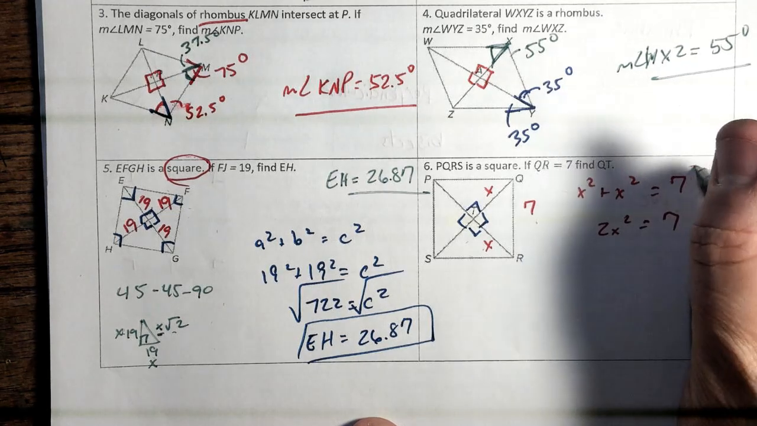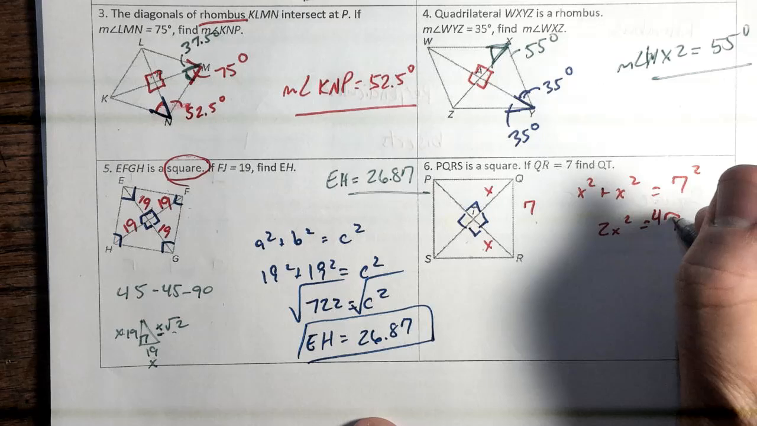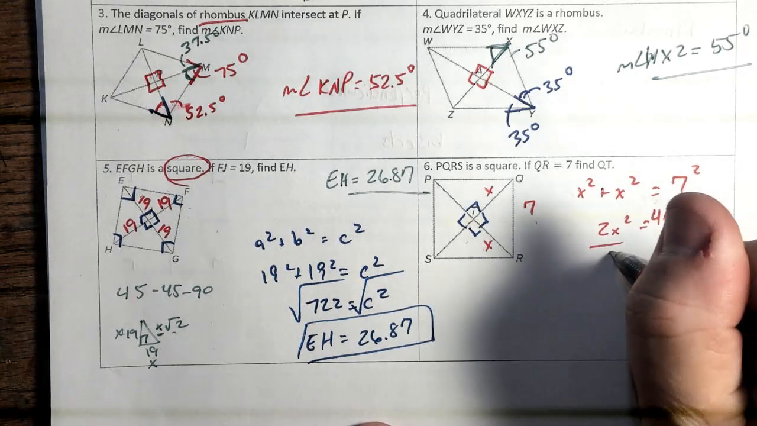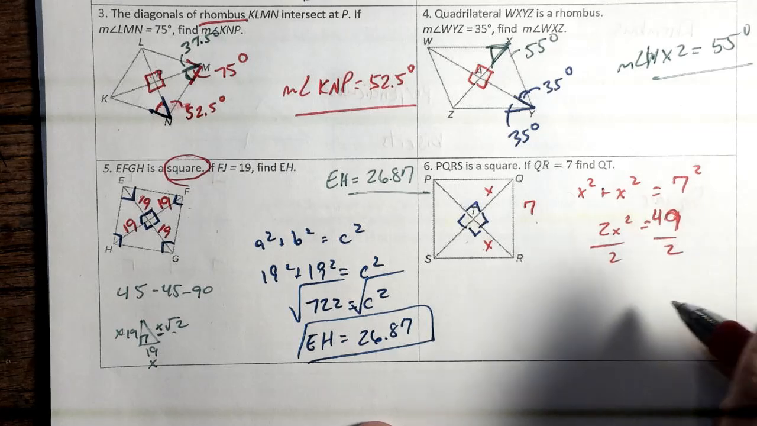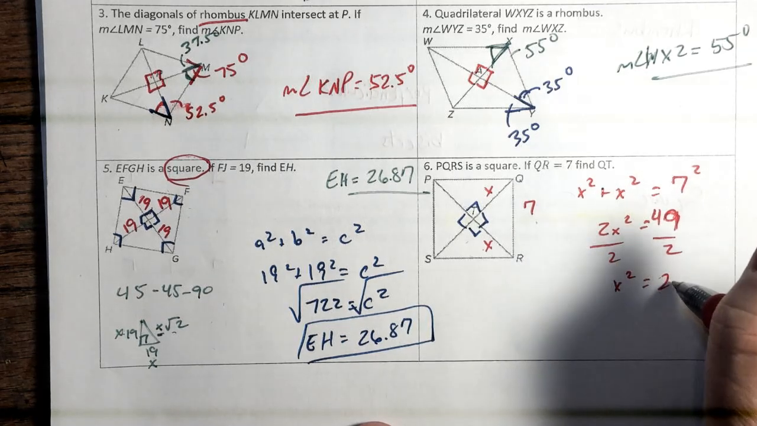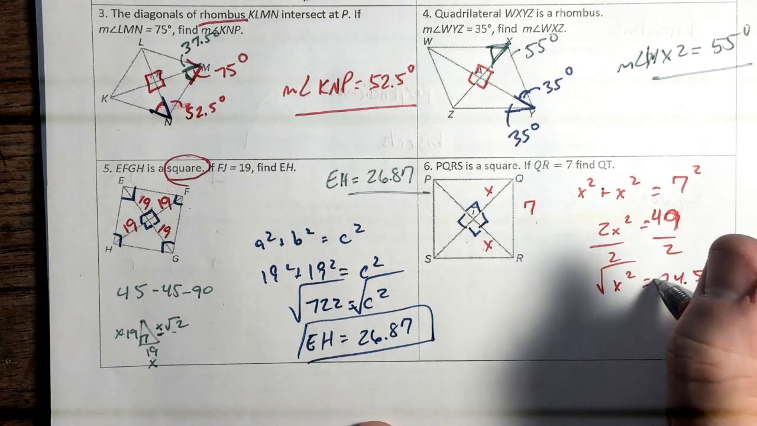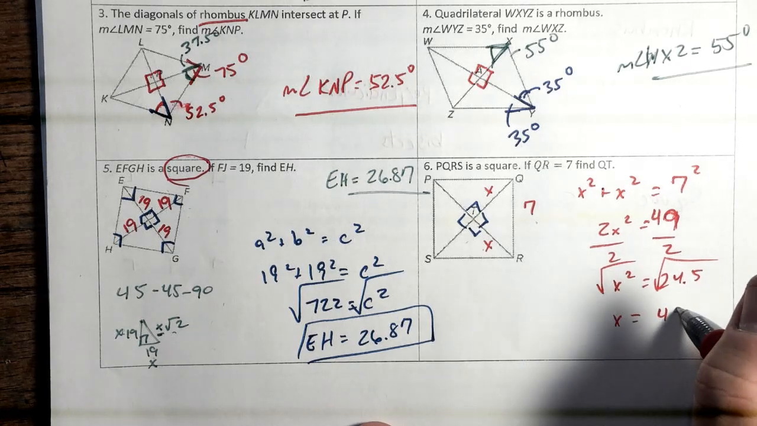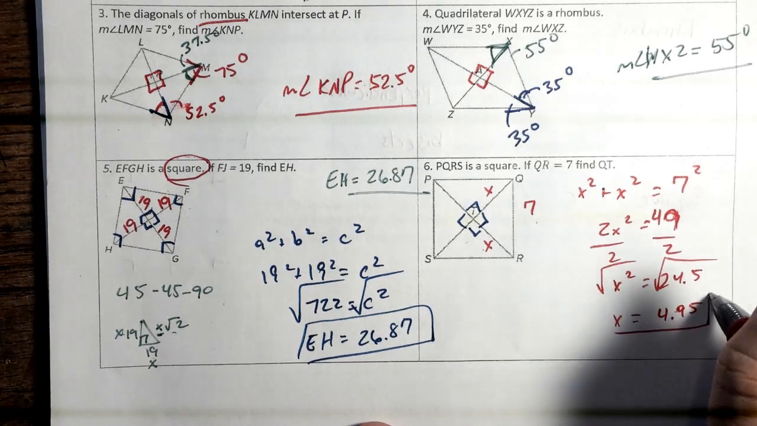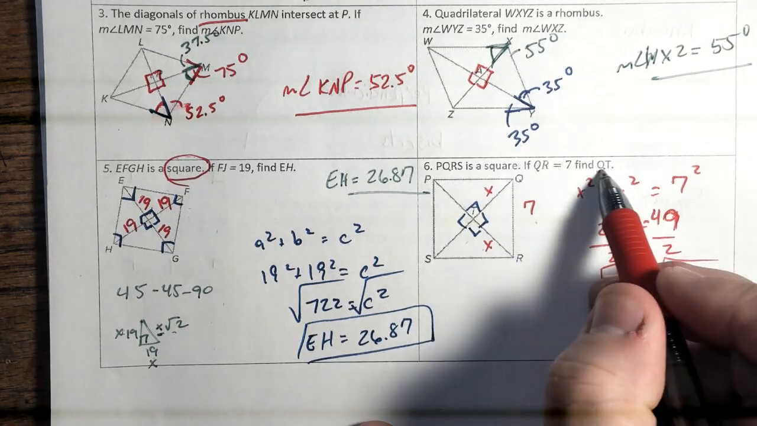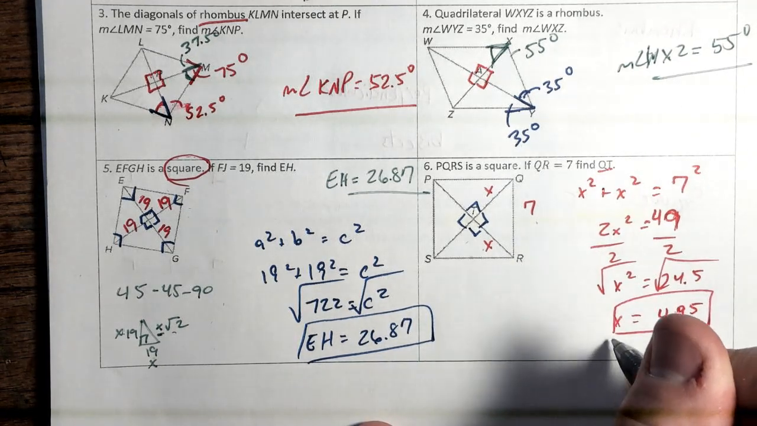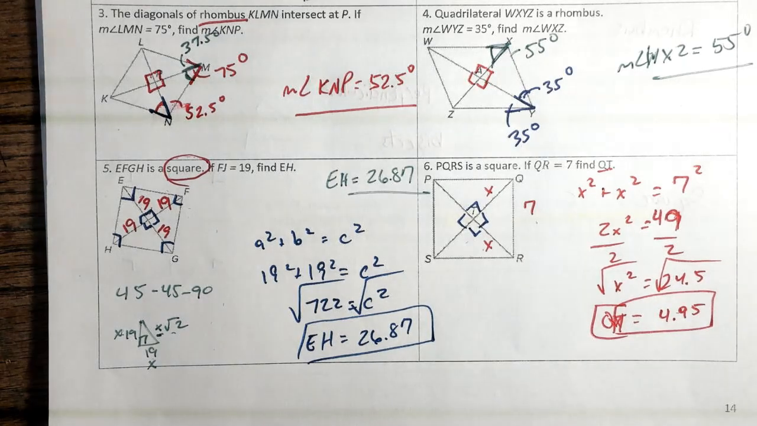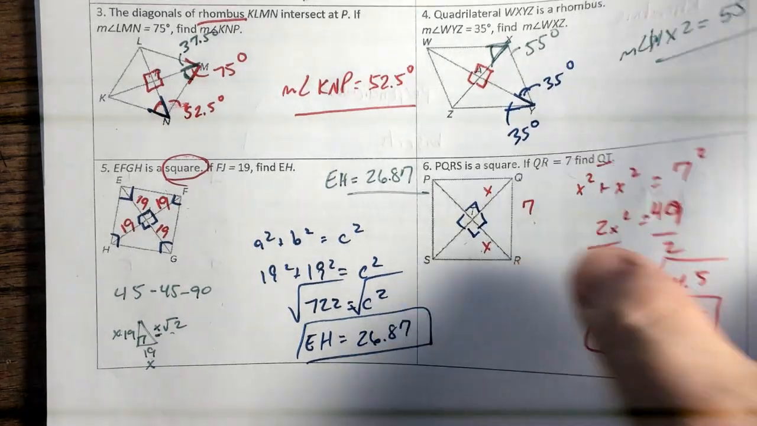We got to square that. 49. All right, so divide both sides by 2. You get x squared equals 24.5. Then we're going to take the square root. So we get x equals, we're going to round it, 4.95. So x, or QT, I'll just say QT, is 4.95. Okay, moving on.